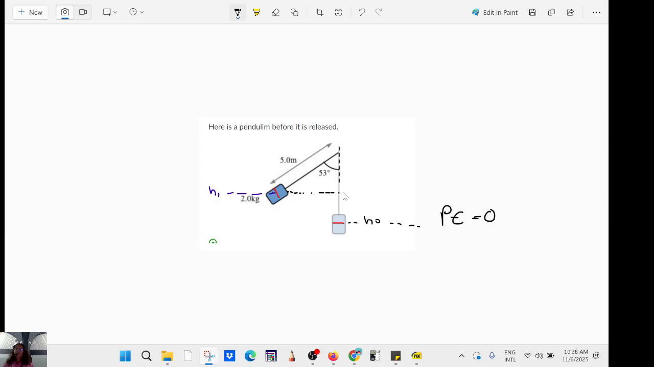My point is that if you want to find that delta H, it's going to be the length of the pendulum. You see that length here, which is 5, minus this here, right? So I'm going to call that D. So that delta H will be the length of the pendulum minus this. And this is the adjacent side here. So it's going to be 5 cosine 53.